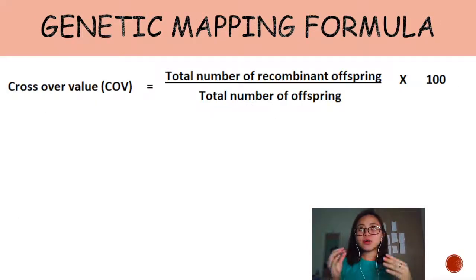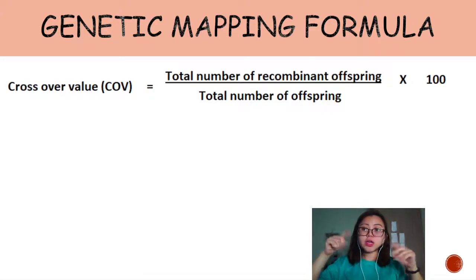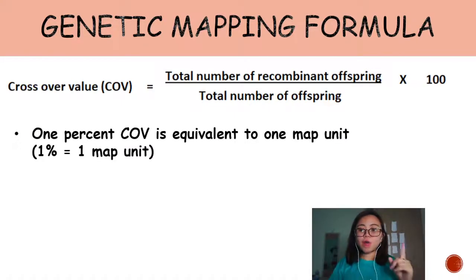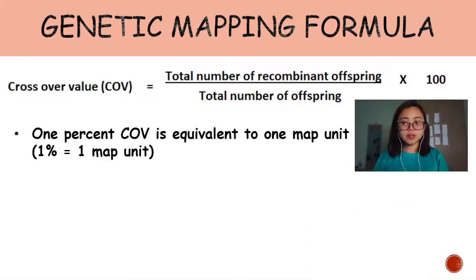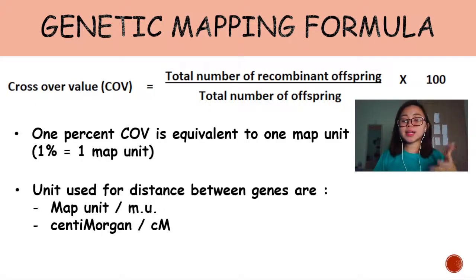Okay. So what we need to do next is I need to teach you about the genetic mapping formula. Untuk kita kira jarak antara gene, kita gunakan formula ini. Crossover value is equal to the total number of recombinant offspring divided by the total number of all offspring times 100, or 100%. 1% of COV is equivalent to 1 map unit. Bila kamu kira, hasil kiraan kamu 1% bersamaan dengan 1 map unit. Map unit adalah unit yang kita guna untuk sukat jarak antara gene.